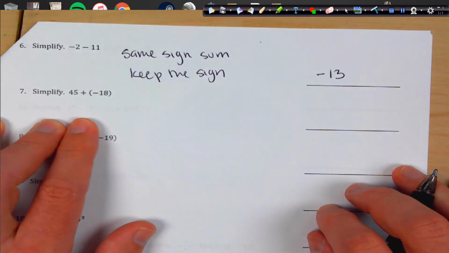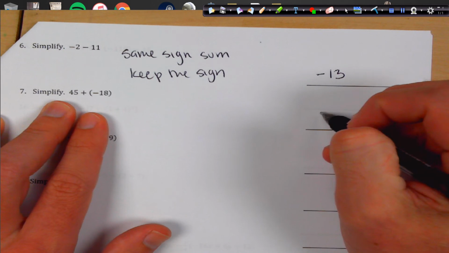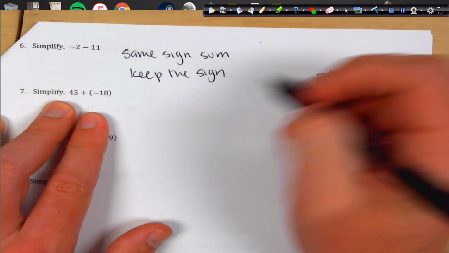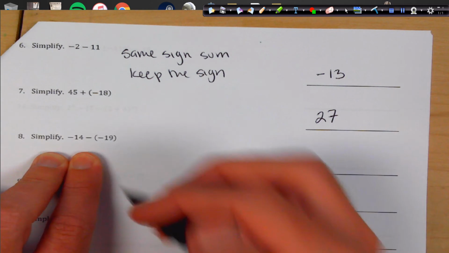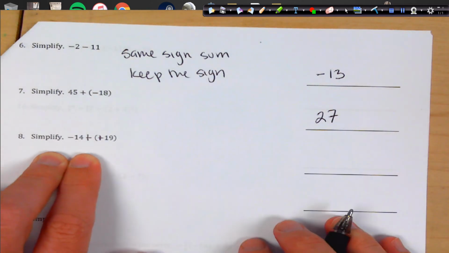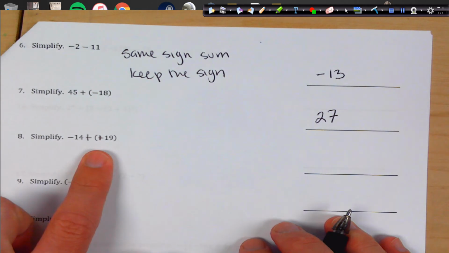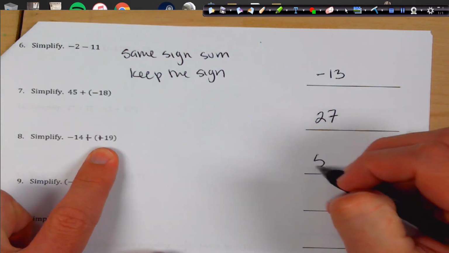Okay, different sign, we take the difference, so I'm going to subtract these two, and if we do that, we're going to get 27. So if you need to, line them up and go ahead and subtract them. Here, two negatives next to each other makes it positive, and we are going to get different signs now. We have a negative 14 and a positive 19, so they're 5 units apart. This one's bigger, so it's going to be a positive 5.